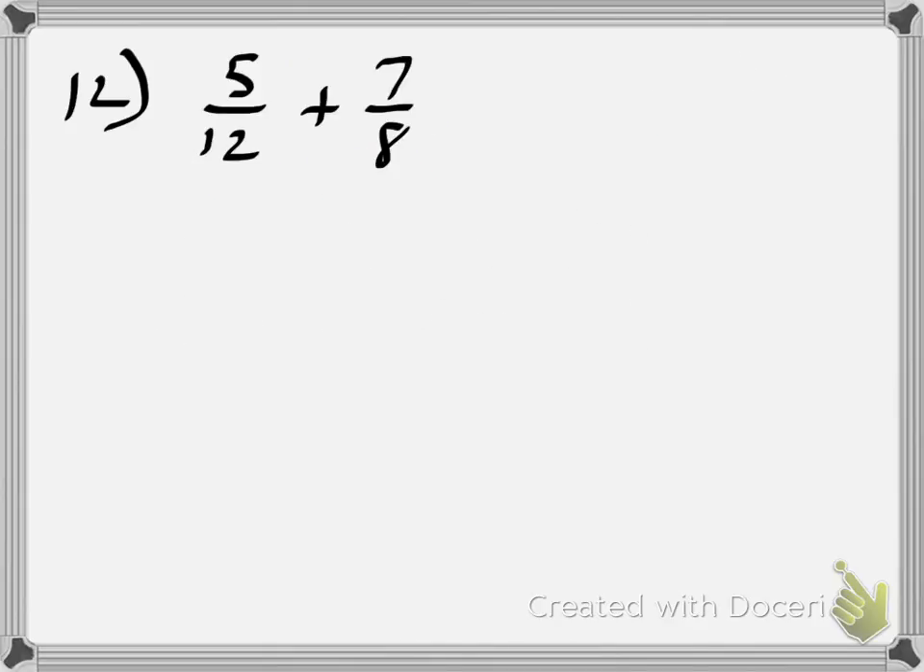For number 12, we have 5/12ths and 7/8ths. So for this, we're going to, first of all, have to find a common denominator. We can only combine like terms, so we have to have a like denominator, or common denominator. We do our factoring tree. 2 times 6, 2 is prime. 2 times 3. And then 8 is 2 times 4.